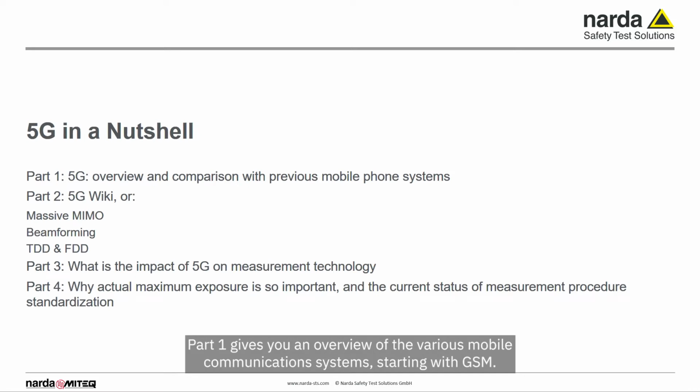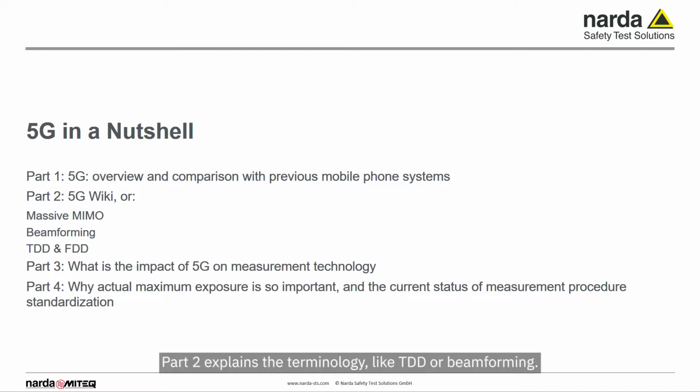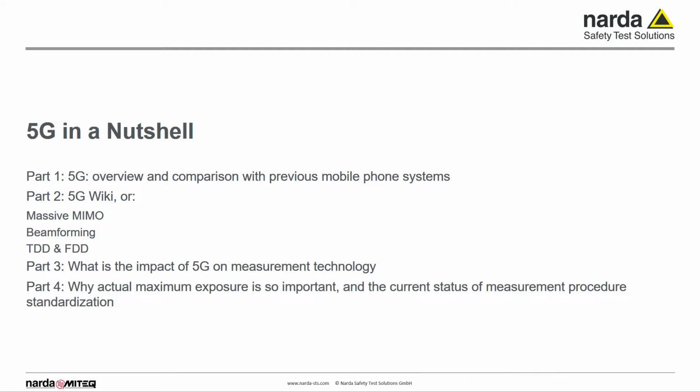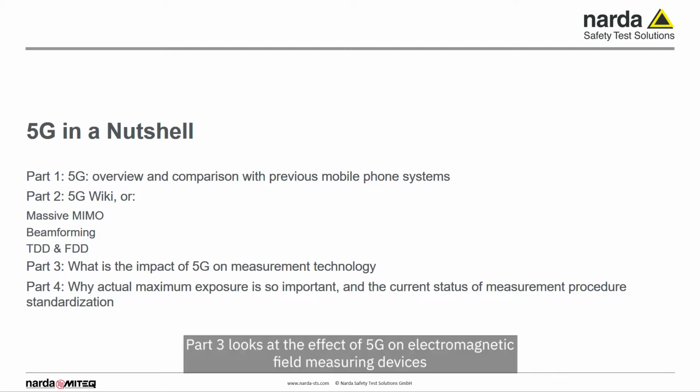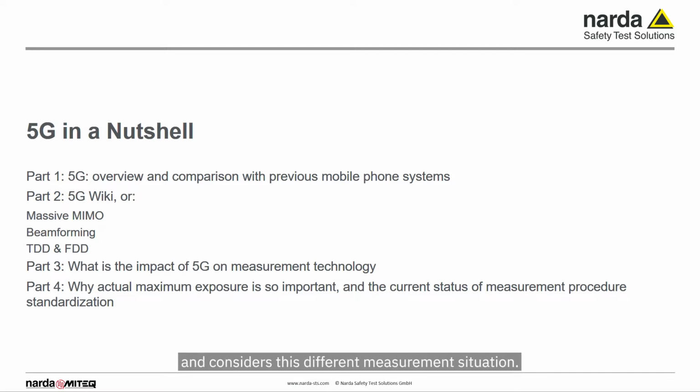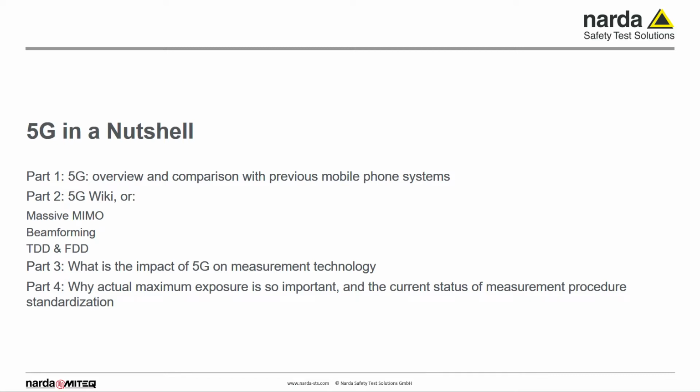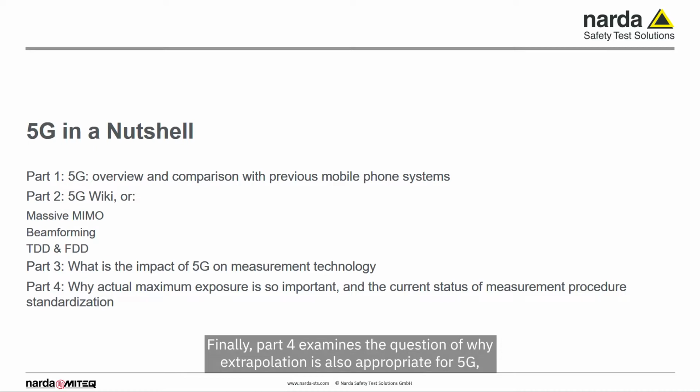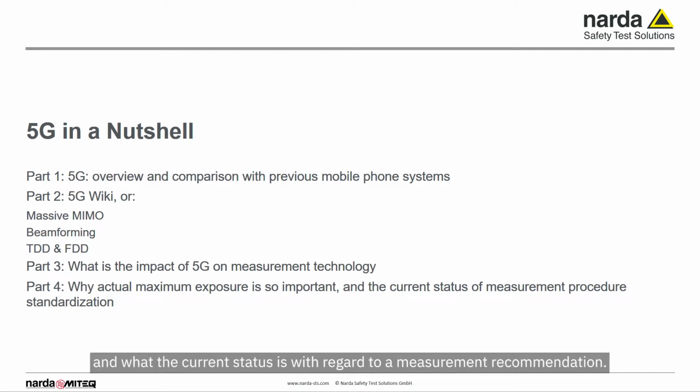Part 1 gives you an overview of the various mobile communication systems, starting with GSM. Part 2 explains the terminology like TDD or beamforming. Part 3 looks at the effect of 5G on electromagnetic field measurement devices and considers the different measurement situations. Finally, Part 4 examines the question of why extrapolation is also appropriate for 5G and what the current status is with regards to a measurement recommendation.